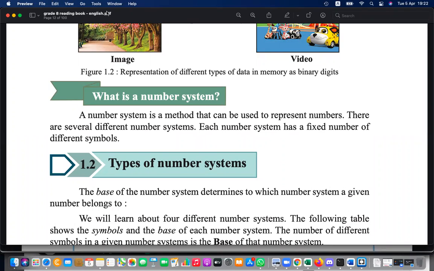Okay, let's learn about these representations now. I will give you a small table and try to fill that table. So let me stop for a while.